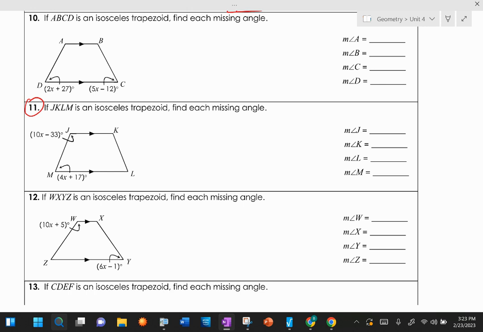So when it's the angles in between the parallels, there's something. When it's the consecutive angles along the parallels, add them both together.